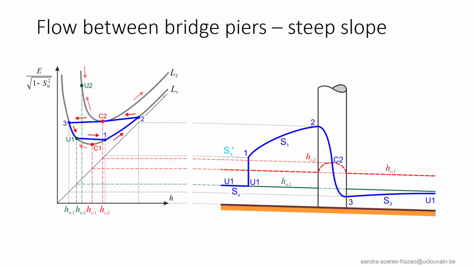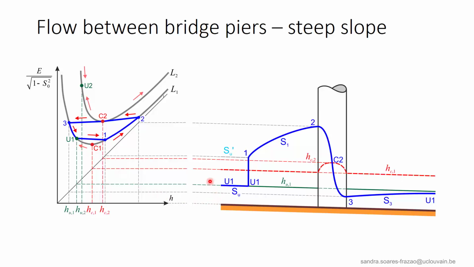When the obstruction becomes too large, we observe the formation of a hydraulic jump, as illustrated here. This occurs when the specific energy at point U1, so here, is not sufficient to reach the lowest possible specific energy on the L2 curve, that is point C2. So a hydraulic jump first forms, followed by an S1 profile that allows to gain enough specific energy for a smooth transition across the critical depth until point 3. And from this point, an S3 profile allows to come back to U1.